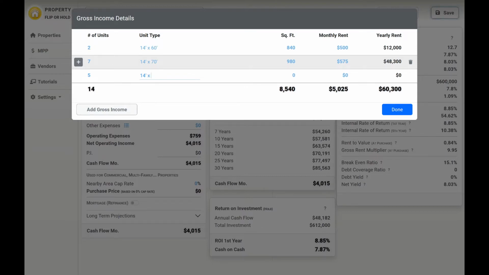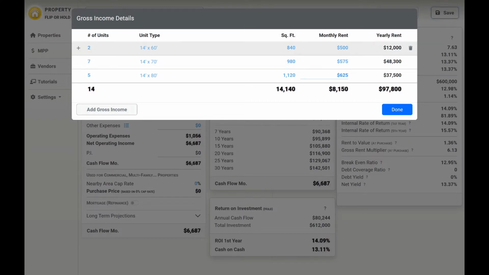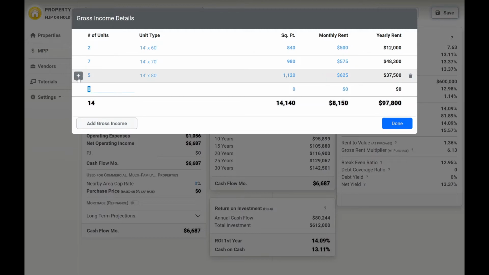That's 14 by 80 feet, which the square footage is 1,120. And they rent for $625 per month. And then we have 1 odd unit that is 14 by 56. And this one is 784 square feet, which rents for $450 per month.